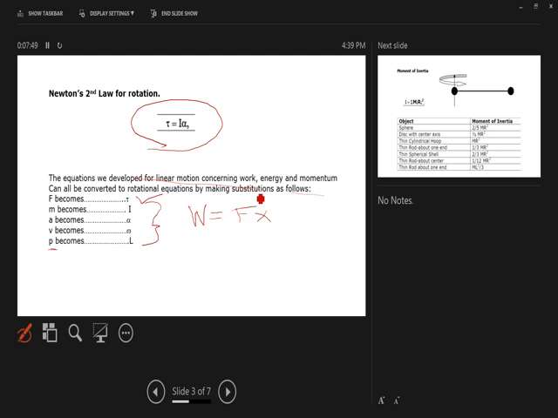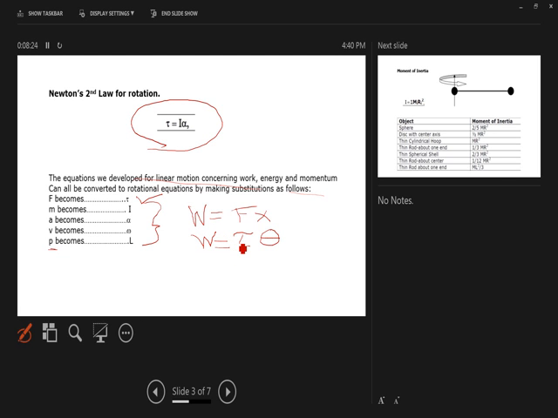Fx cosine theta, but let's just drop the cosine theta for now and have the force and the distance x in the same direction, so we don't have a cosine theta term. If we convert that to rotational work, then the force is replaced by tau, and the linear displacement is replaced by the angular displacement theta. And so there's your work expression for rotational motion. Work equals tau theta.